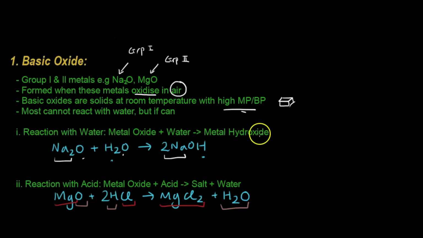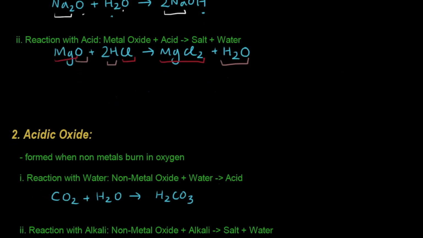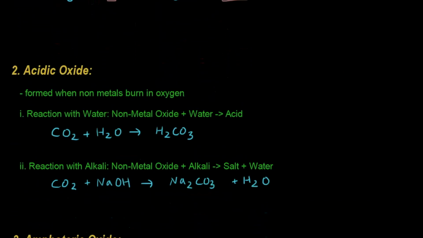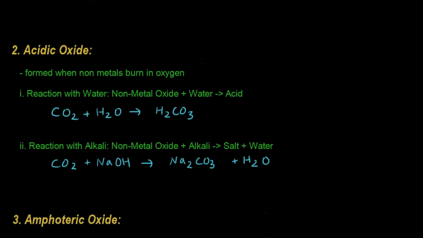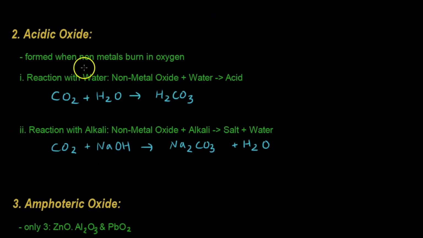So remember that in this chapter, basic, acidic, and amphoteric each have only two reactions. Let's move on to acidic next. Acidic is the same as basic in the sense that they are also formed when non-metals burn in oxygen. That means they oxidize in air. First reaction is the same as basic. They can react with water. So carbon dioxide in this case reacts with water to form an acid.